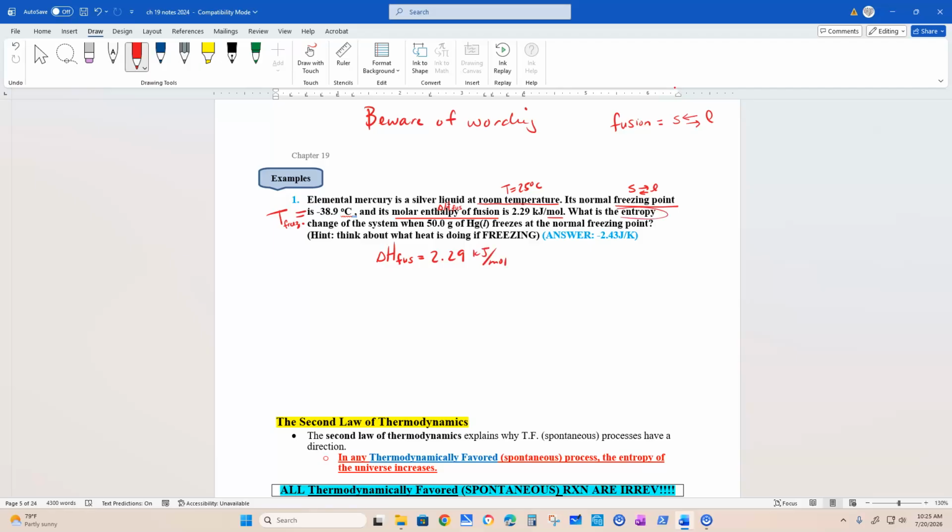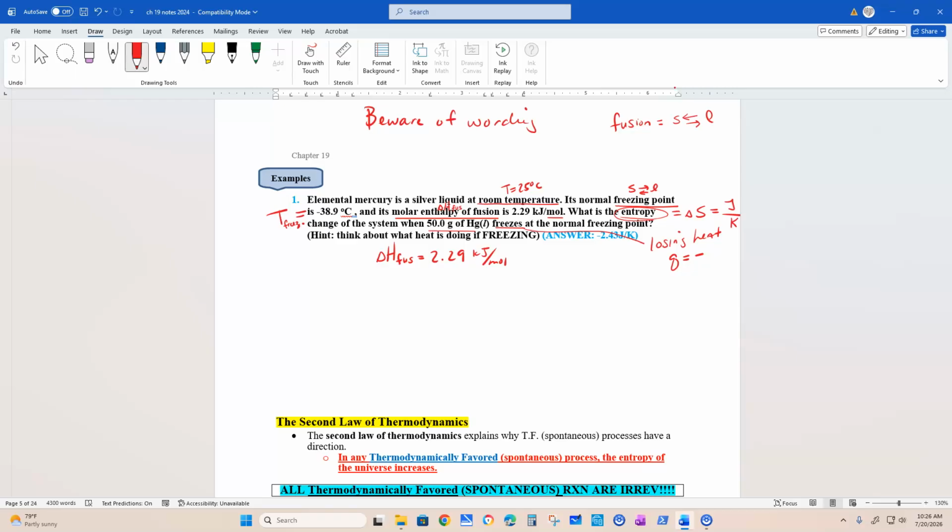What is the entropy? So I'm finding delta S of a system when 50 grams of mercury freezes at its normal freezing point. So it wants to know what's the entropy when it freezes. When something freezes, it's losing heat, and if something's losing heat, that means my Q is going to be negative. So how do I apply this? I know that for my delta S, I need joules and I need Kelvin.